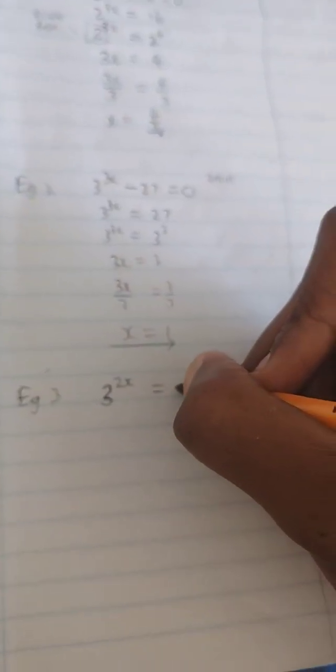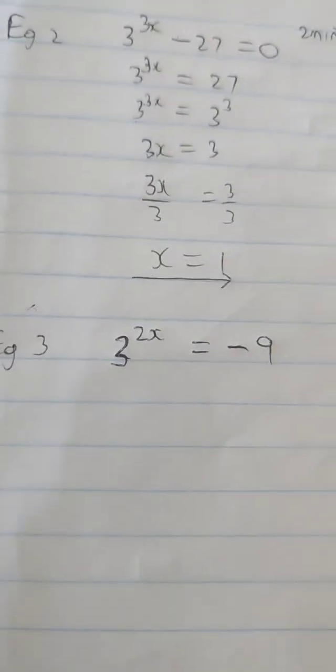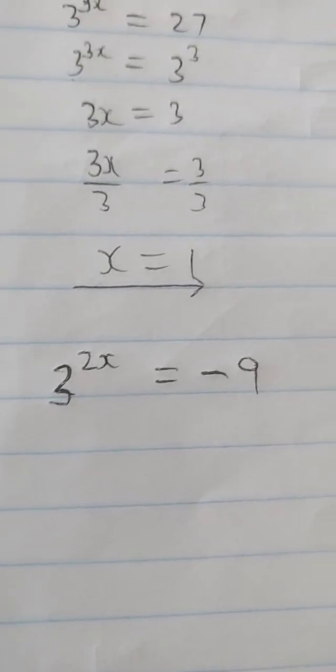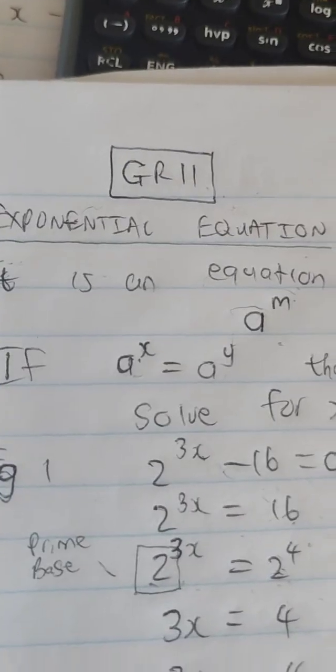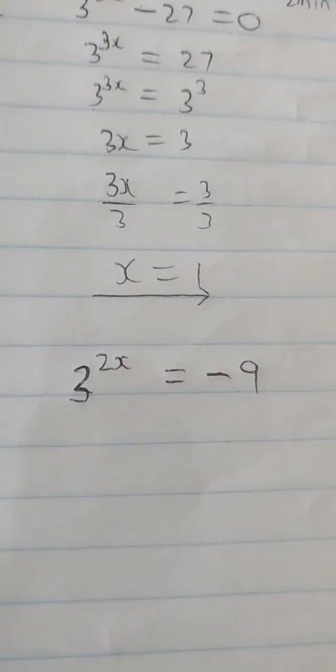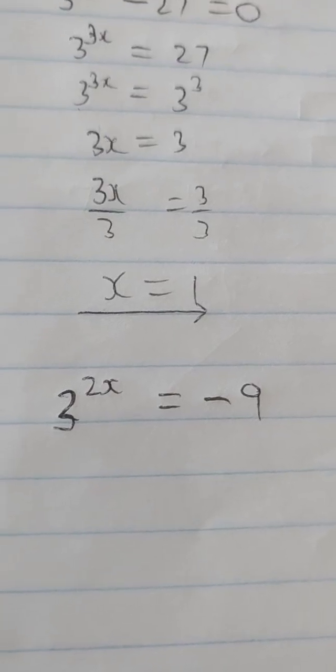Okay, 3 to the power 2x is equal to -9. Let's see how people deal with this one. 3 to the power 2x is equal to -9. We're doing grade 11 today. We're doing exponential equations. 3 to the power 2x is equal to -9, guys.